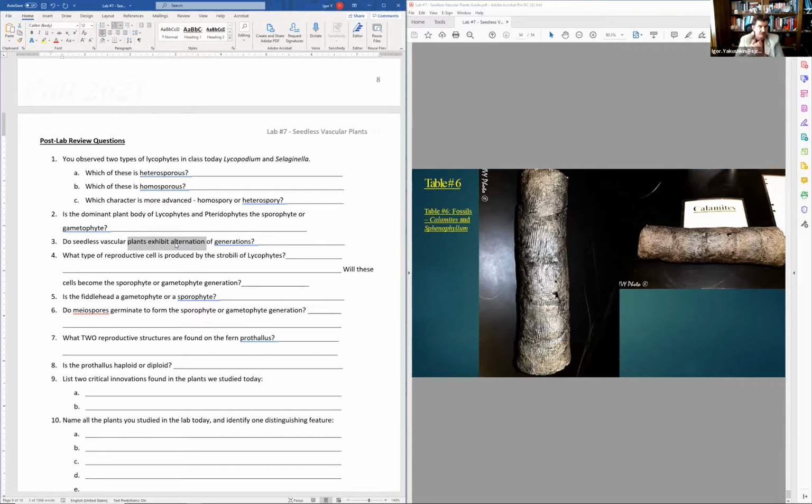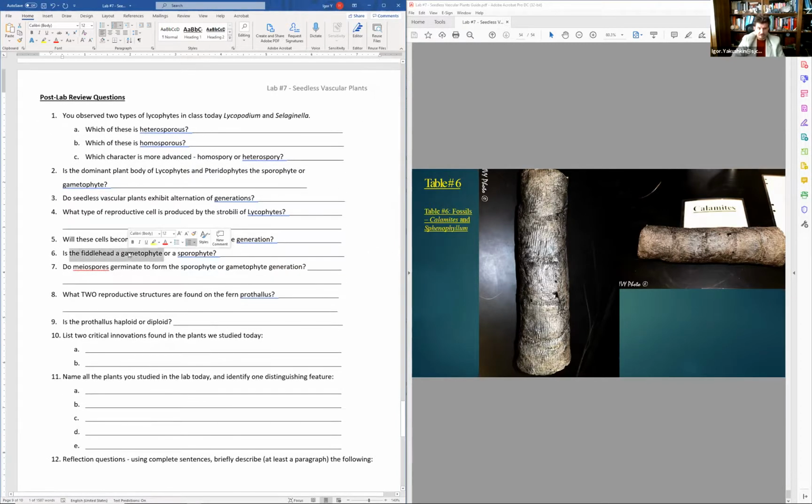Alternation of generations. What type of reproductive cells are produced by a strobilus? In the strobili, we have sporangia, so spores. Spores, again, we were talking about spores being haploid, so they will give us the haploid generation, which is also known as the gametophyte generation.